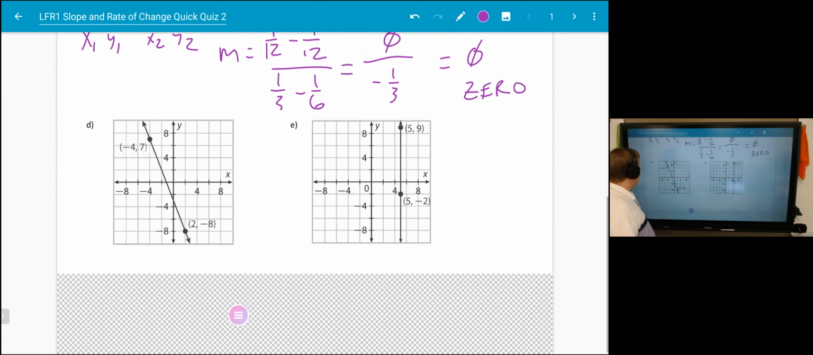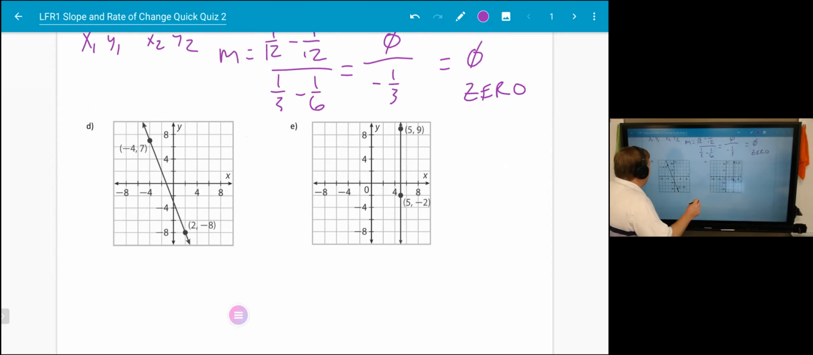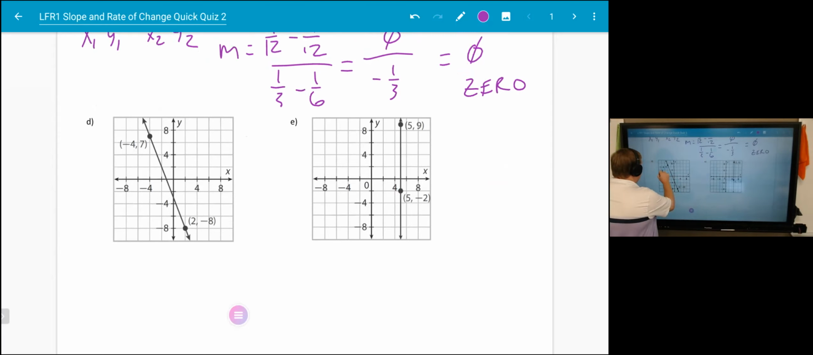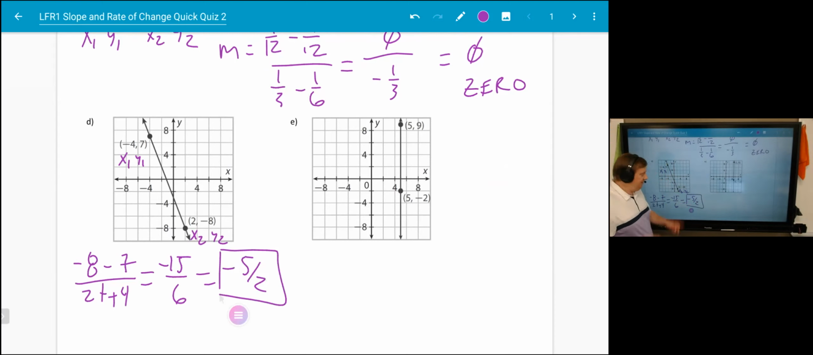All right, let's see what we got here. We can do 2 different things here. We could do the slope formula. We could also do the rise over run, right? They'd come out the same. If I treat this as x1, y1, and x2, y2, this would be -8 minus 7 divided by 2 minus -4. Minus negatives plus a positive. -15 divided by 6. I can simplify those, divide both by 3. -5 halves. Notice how there's no mixed numbers or decimals.